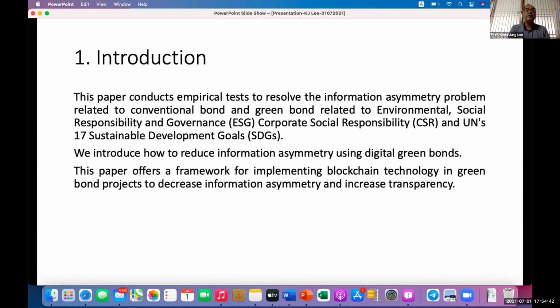Okay, that's why the introduction is that this paper conducts an empirical test to resolve information asymmetry. First of all, I compare the conventional and the green bond, related to ESG, CSR and the SDGs. Then I find my result, and we already understand that we need more transparency and to reduce the information asymmetry. So how can we reduce the information asymmetry? That's why I would like to use the digital green bond, especially with blockchain.